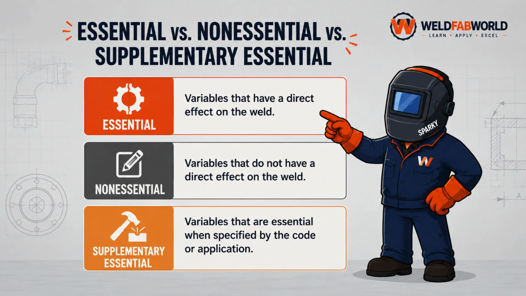And a supplementary essential variable is an extra layer that only applies when the job requires toughness testing, and once it's invoked, it applies to both groove and fillet welds.